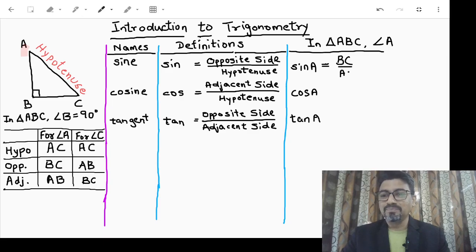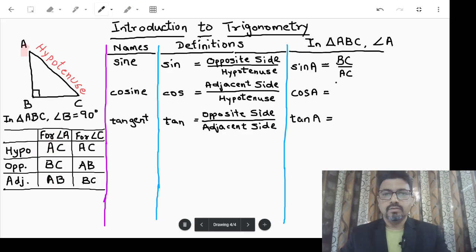Right, students? Perfect. Now, what is the definition of the next trigonometric ratio? We want to find cos A. Cos is adjacent side upon hypotenuse. In our triangle for angle A, adjacent side is AB, hypotenuse is AC. So I will write cos A as AB upon AC.